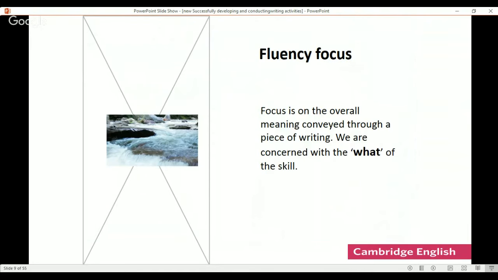The other focus is a fluency focus, where the focus is on the overall meaning conveyed through a piece of writing. Here, we are concerned with the what of a skill. That is, for example, if you write a letter, you're not worried about the punctuation or the grammar or the spelling, but you're more worried about whether the message is accurately conveyed.